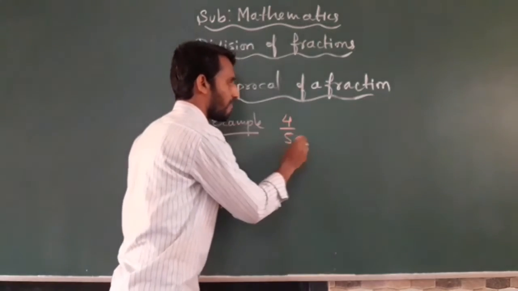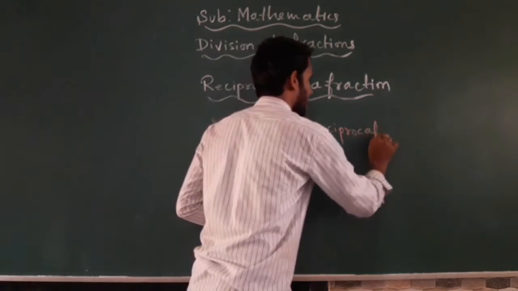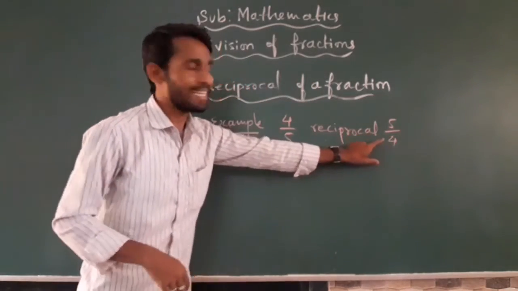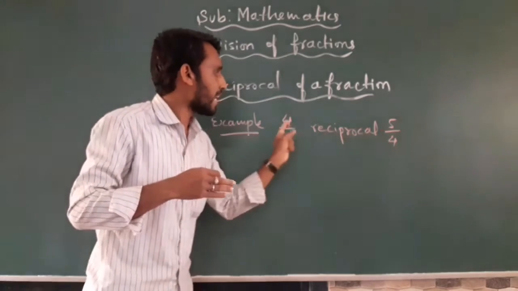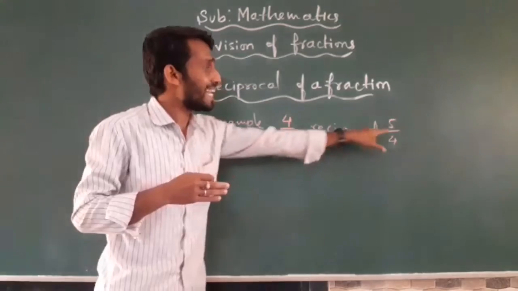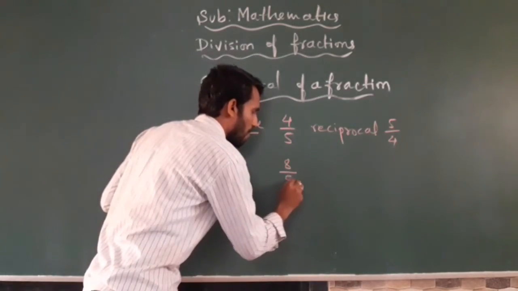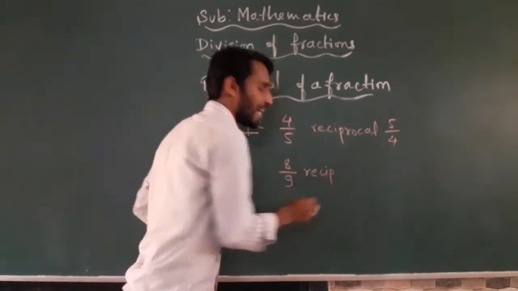See, 4 by 5, reciprocal is 5 by 4. I interchanged the numerator and denominator. So the reciprocal of 4 by 5 is 5 by 4. Let us see another example: 8 by 9. What is the reciprocal?